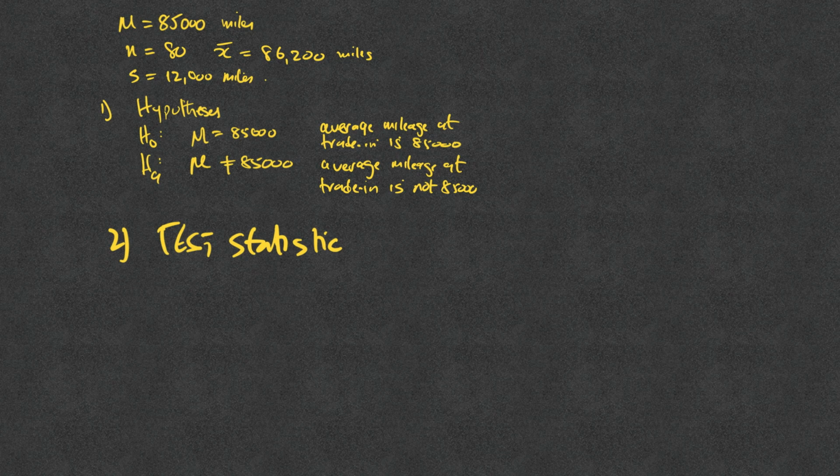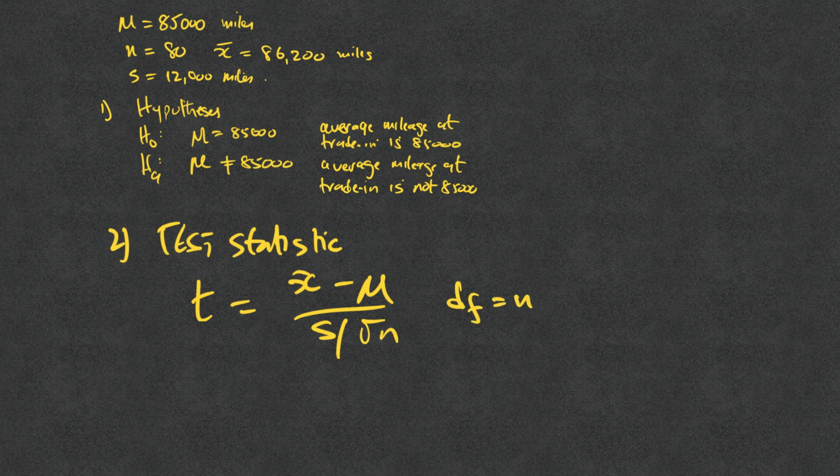Usually we try to avoid T first, but hey, we're going to start with T. By now you know how to use it. So T is equal to X bar minus mu over S over the square root of N, and the degrees of freedom N minus 1. All right? So that's our test statistic. The decision rule.